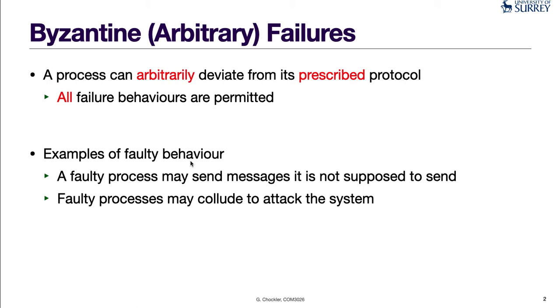So examples of such faulty behaviors include, for example, situations when a faulty process sends messages it's not supposed to send, or possibly the converse of that, it actually not sending messages that it's supposed to send. A faulty process may also form a group and collude to attack the system.